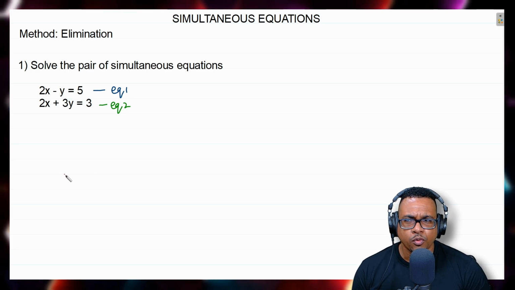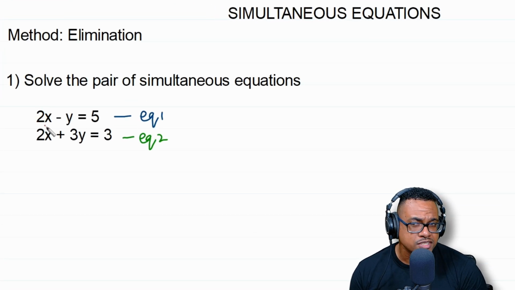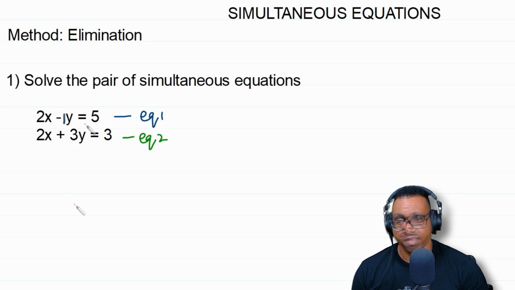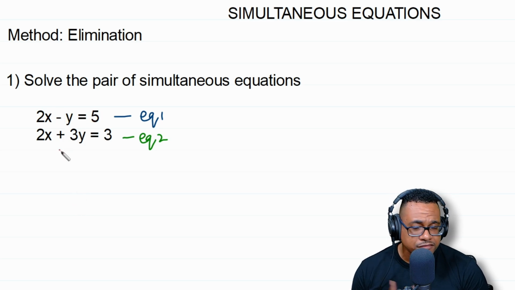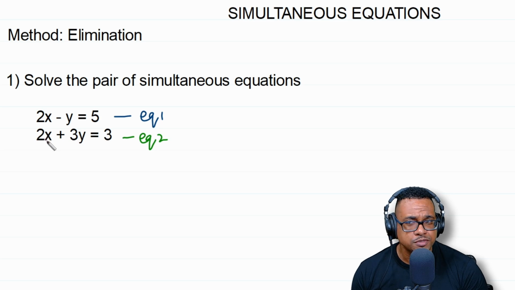Now, if we look at equation 1, what we have is 2x, which means 2 multiplied by x. We have negative y. Now we understand that there's a 1 from the y, so this is negative 1y. So that's negative 1 multiplied by y is equal to 5. Then for equation 2, we have 2x, which means 2 multiplied by x, plus 3y, which means 3 multiplied by y, which is equal to 3.